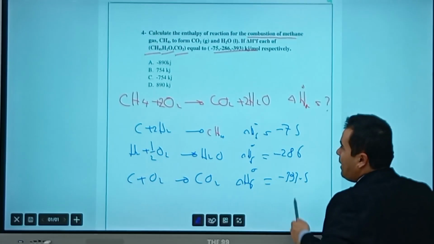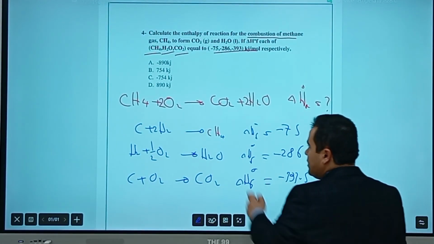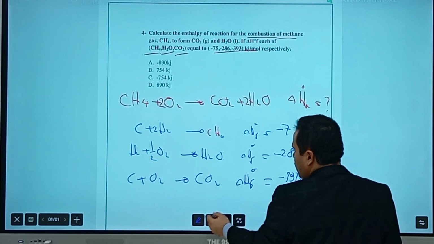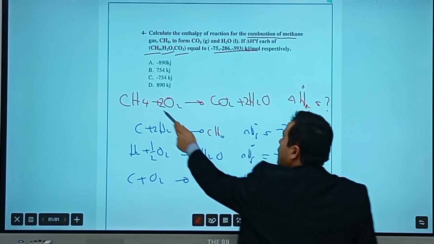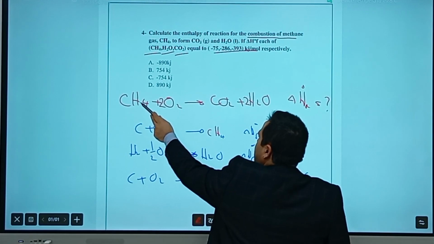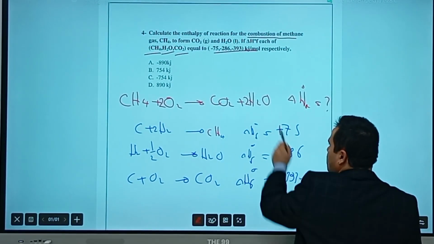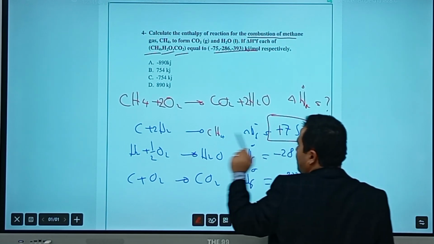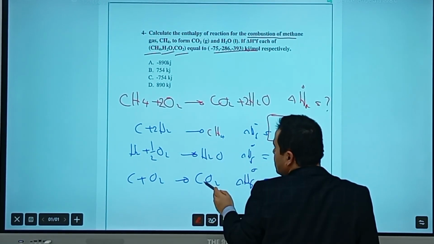So guys, by Hess's law, we just have to adjust the steps according to the main equation. How to adjust the steps? Let us do that. Methane is in which side in the main equation? In the reactant. In the step it is in the product. So reverse this, it will be positive 75. Okay. CO2 is in which side? In the product.